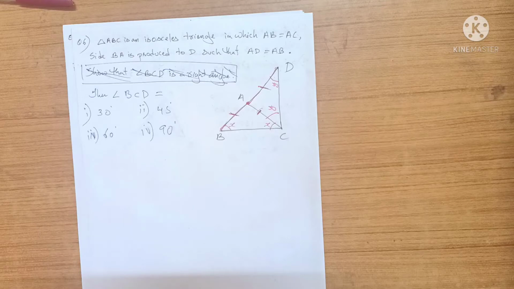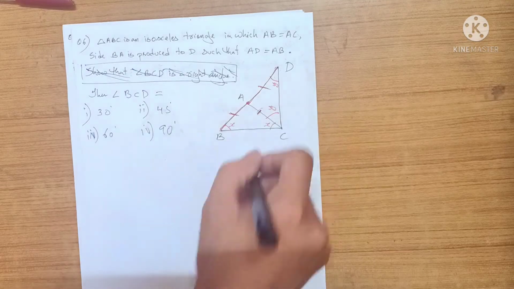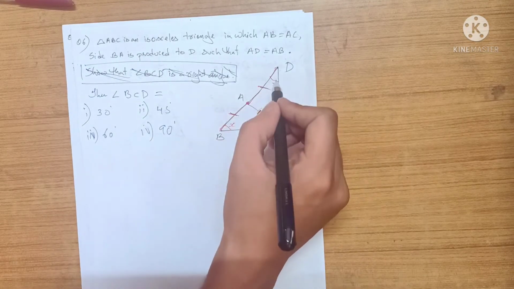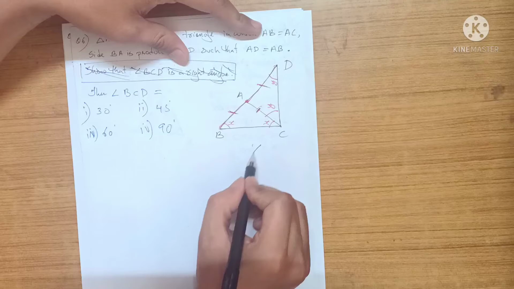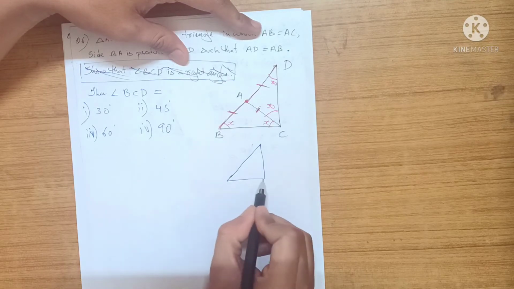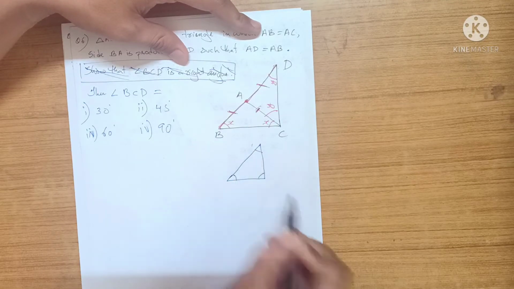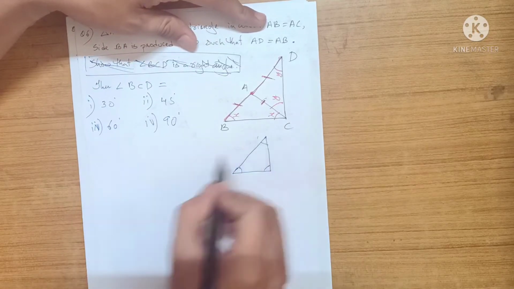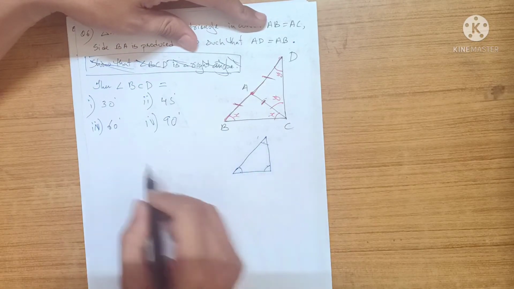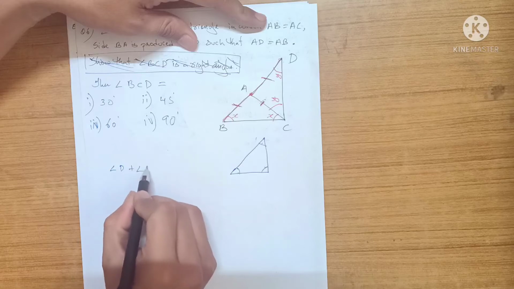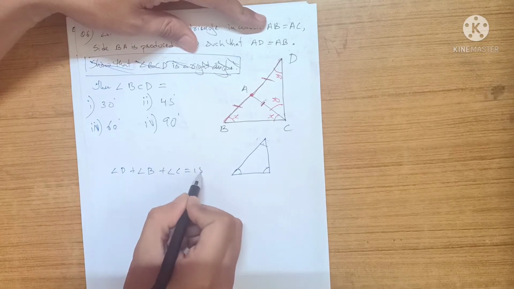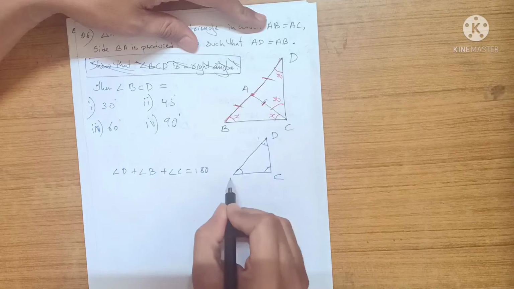Because most probably it will come like this only, not the other way around. Multiple choice I will not. So in this case, we know that the big triangle forms a triangle, so all these angles together is 180, obviously. So this plus this plus this is 180, which means angle D plus angle B plus angle C is equal to 180. Because this is D, this is C, this is B, the big angle.